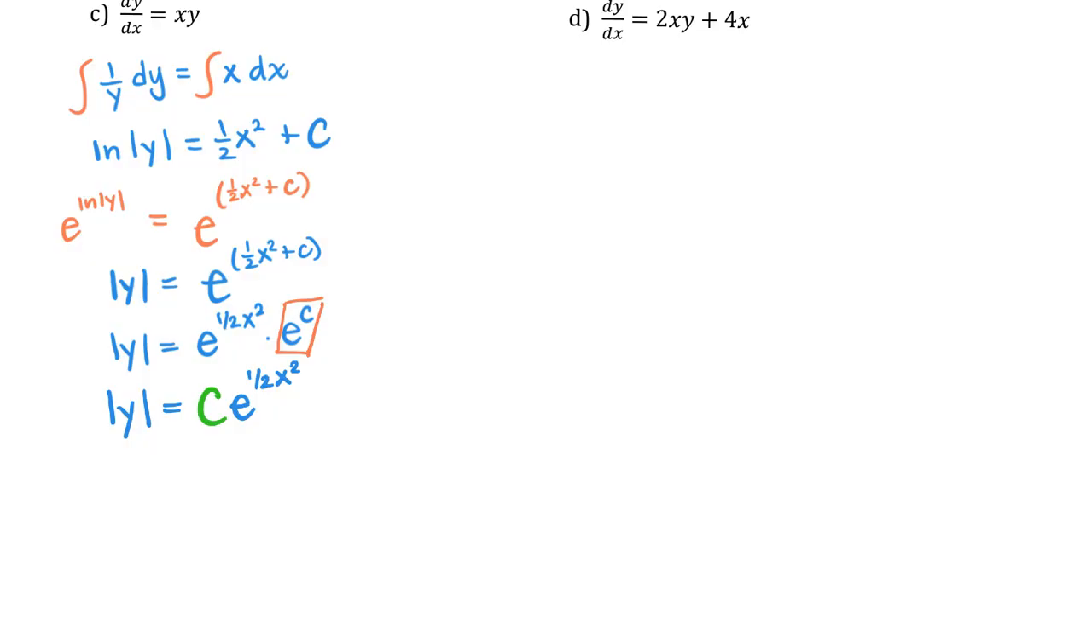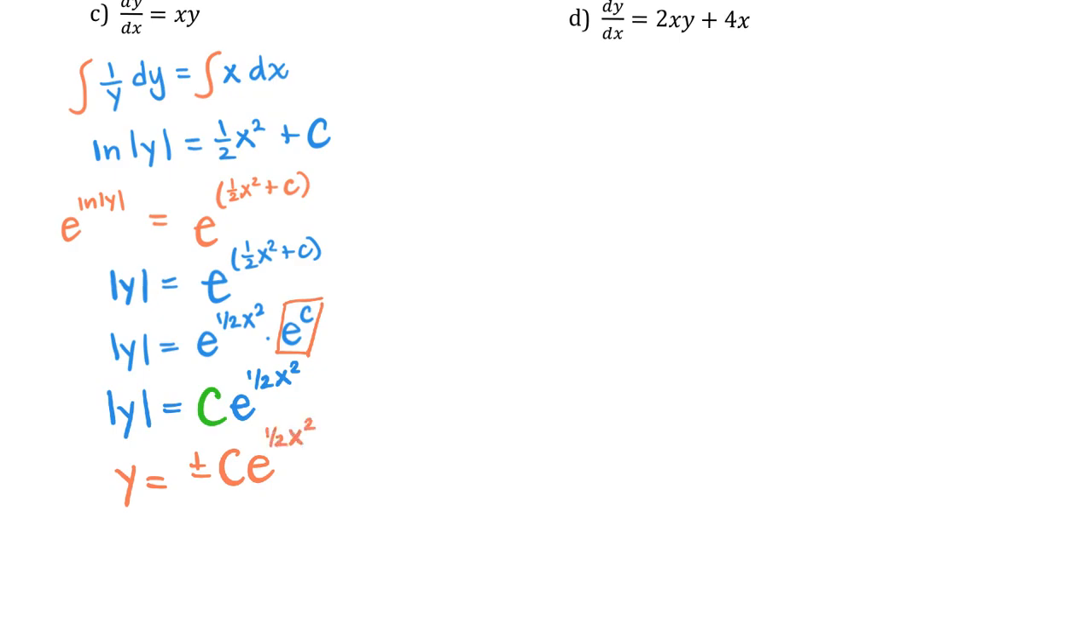Now I'm going to do one more step that we're going to use in a second, so I'm going to write in orange. If you do the absolute value of y equals some number like 2, technically the answer is 2 or negative 2, because when I take the absolute value of 2 and of negative 2, I get a positive 2. Which means technically y equals plus or minus c e to the 1/2 of x squared.